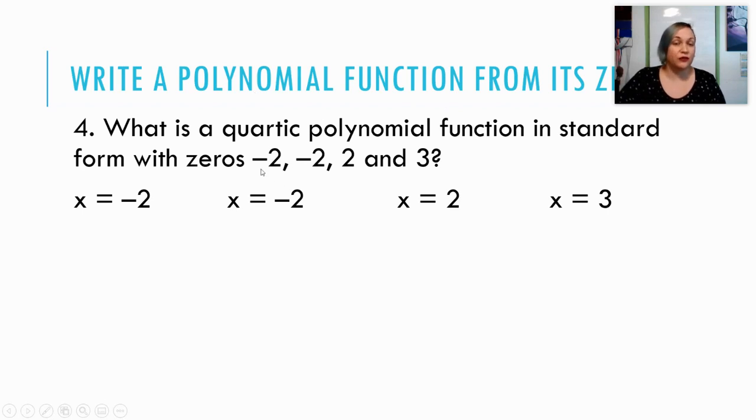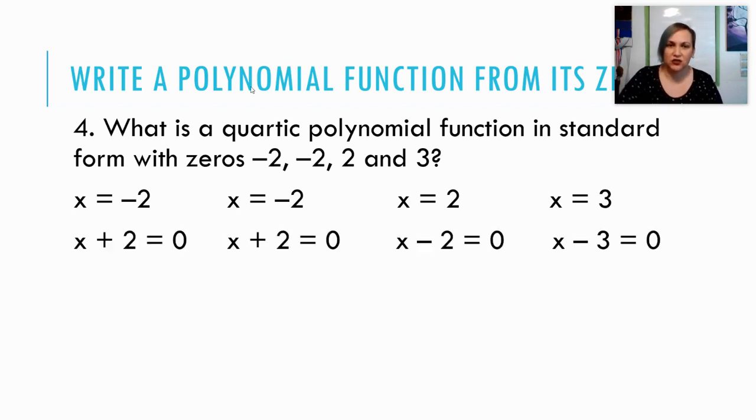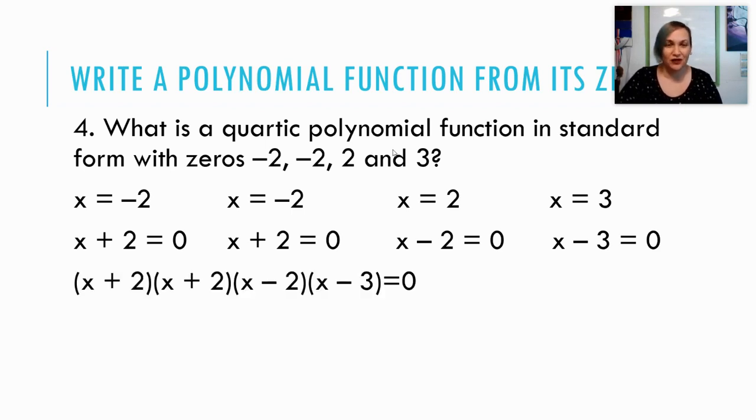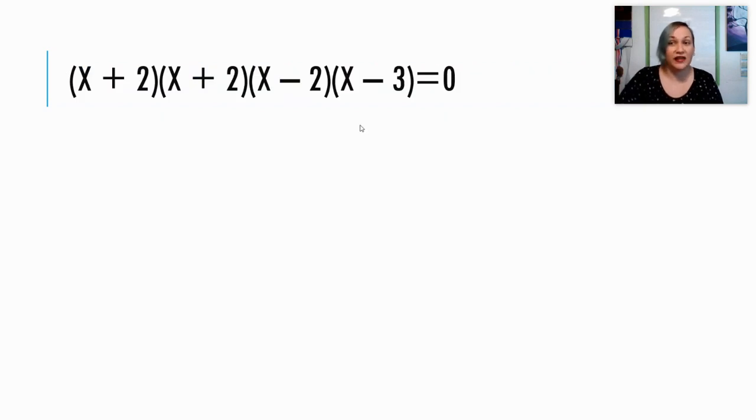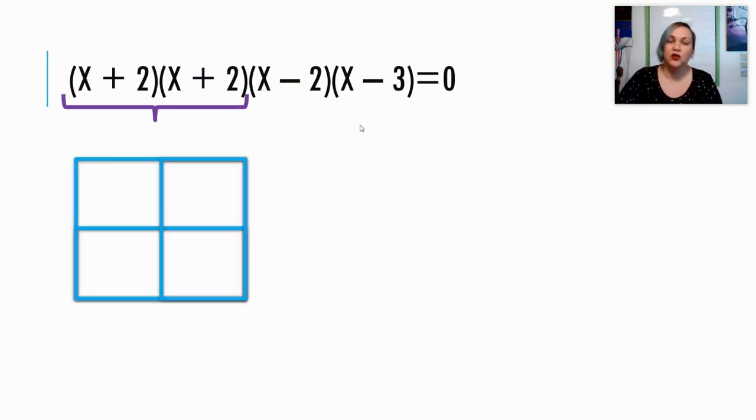Remember that you're going to take the original answers, the zeros that they gave you, and when you put them with the letter x, you're going to change the signs. So those -2's become +2's. The +2 and the +3 become a -2 and a -3. And we put them all next to each other. Now this is the factored version. It's not the standard form version. So I will need to multiply these together. Again, you can take 2 at a time. You can multiply them using the box.